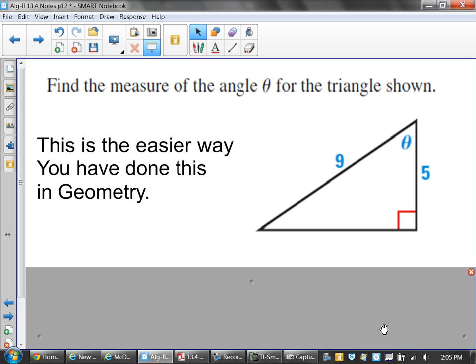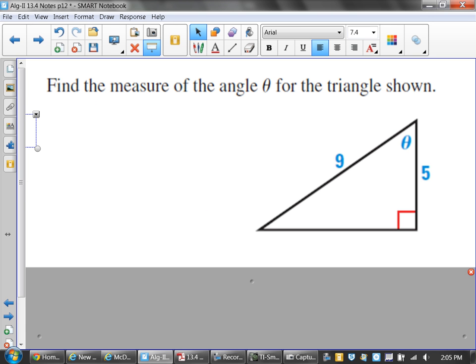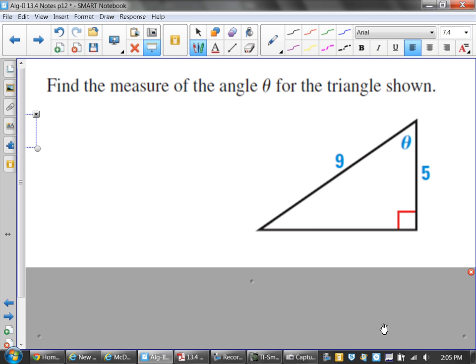Yeah, you might have. Anyway, how do I solve theta in this case? Inverse of what trig function? You guys agree it's the inverse cosine? Yeah. So you guys have done this in chapter 7 in geometry.